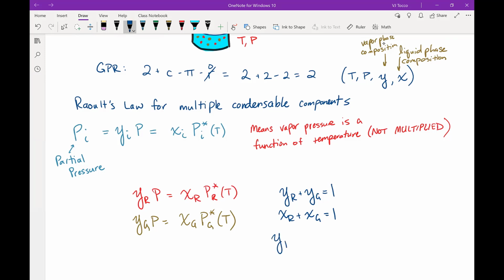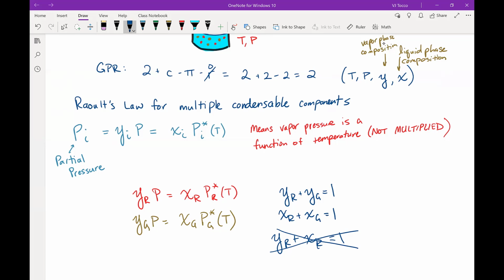So this is something I see every semester. This is another common mistake. Students write X red plus Y red is equal to 1. This is not the case. This is not the physical constraint. The physical constraint only applies to mole fractions in the same phase. So the same phase means that Y is both representing the vapor phase, X is both representing the liquid phase. I cannot mix a mole fraction from the vapor and liquid phases and say that is equal to 1.